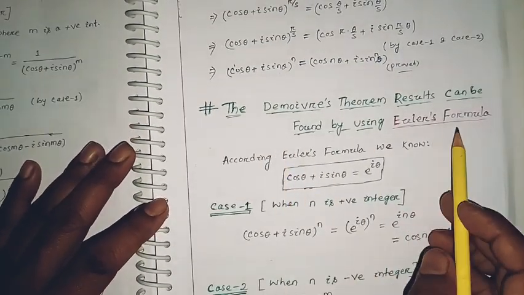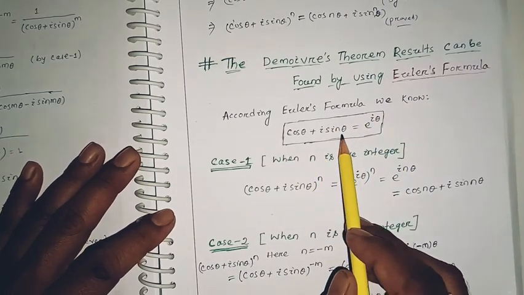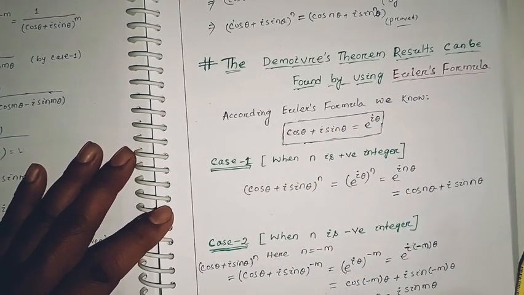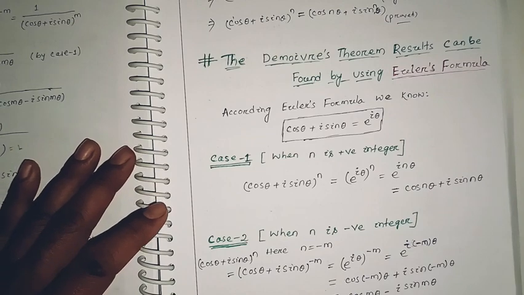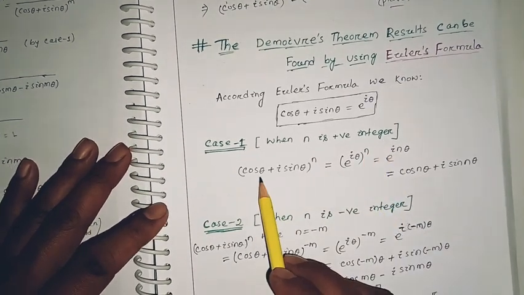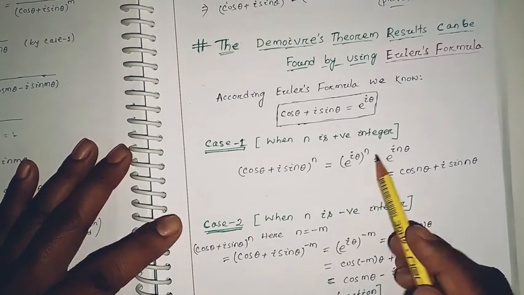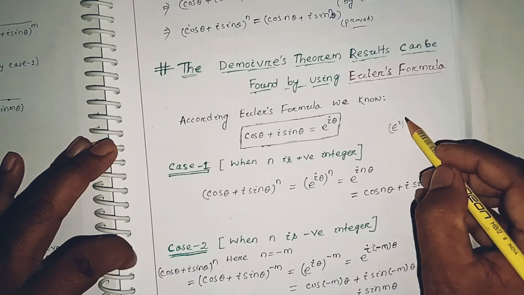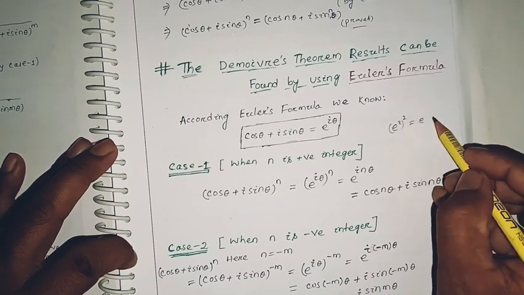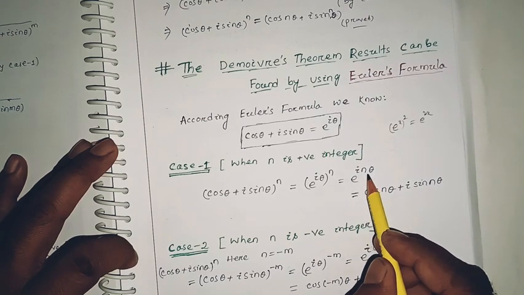Now the same De Moivre's theorem results for case 1, positive integer, negative integer and fraction, can be found by using Euler's formula. Here you can see, according to Euler's formula, we know that cos theta plus i sin theta is nothing but e to the i theta, right? Last class we discussed. Now consider case 1 when n is a positive integer. So (cos theta + i sin theta)^n will be equal to (e^(i theta))^n. So (e^x)^2, suppose, will be nothing but e^(2x). Same thing, it is written as e^(i n theta).